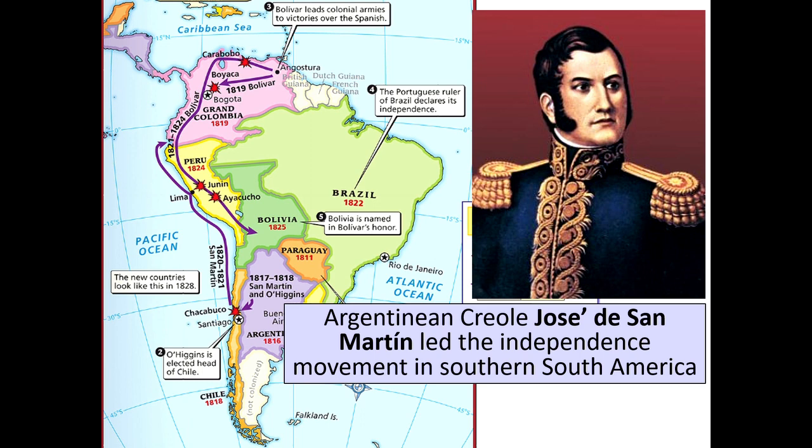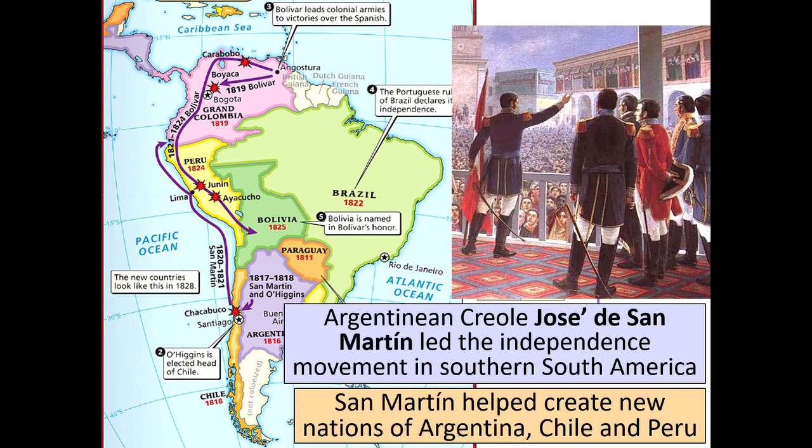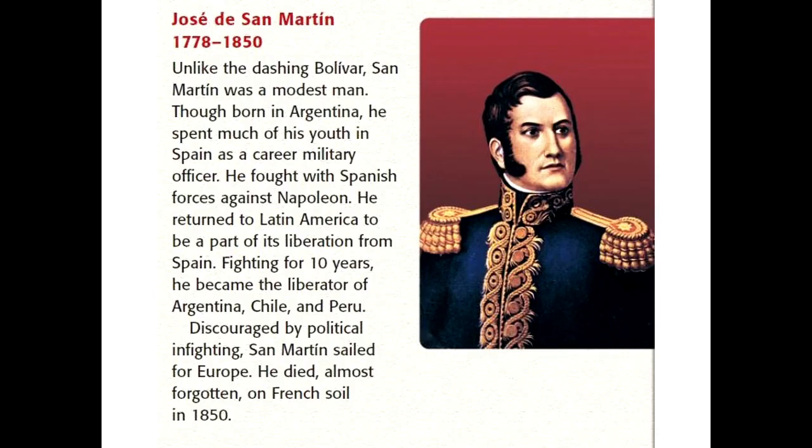Argentinian Creole José de San Martín led the independence movement in southern South America. San Martín helped create the new nations of Argentina, Chile, and Peru. José de San Martín lived from 1778 to 1850. Unlike the dashing Bolívar, San Martín was a modest man.